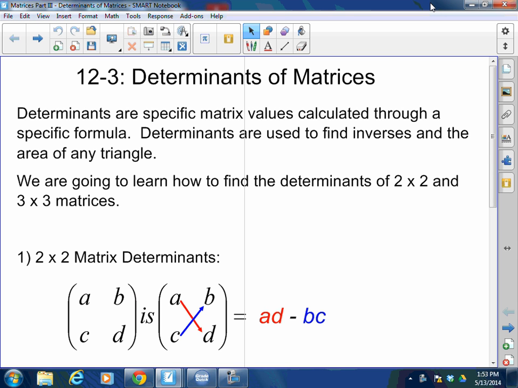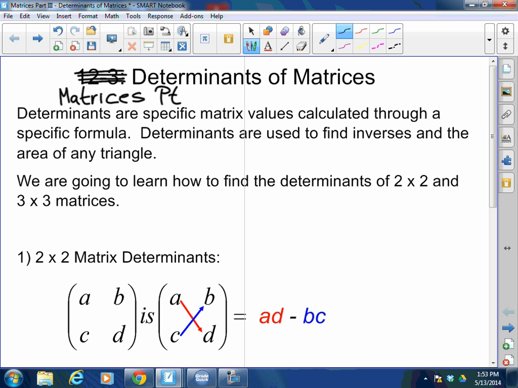Welcome back to Mr. Morrow's Algebra II class. Today we are going to continue our discussion with matrices, and we're actually going to talk about something really cool. I don't know why this says 12.3. Sorry, my boys. This should be Matrices Part 3. Okay. So anyways, today we're going to be talking about the determinants of matrices.